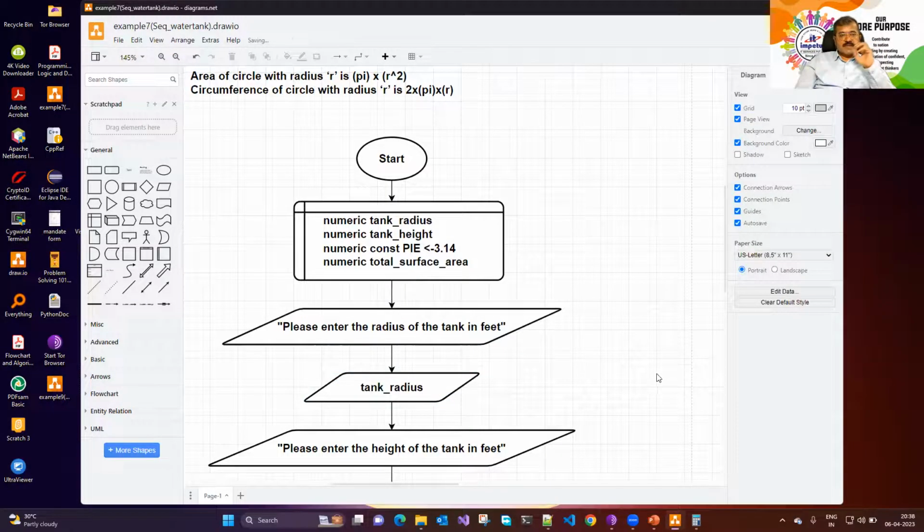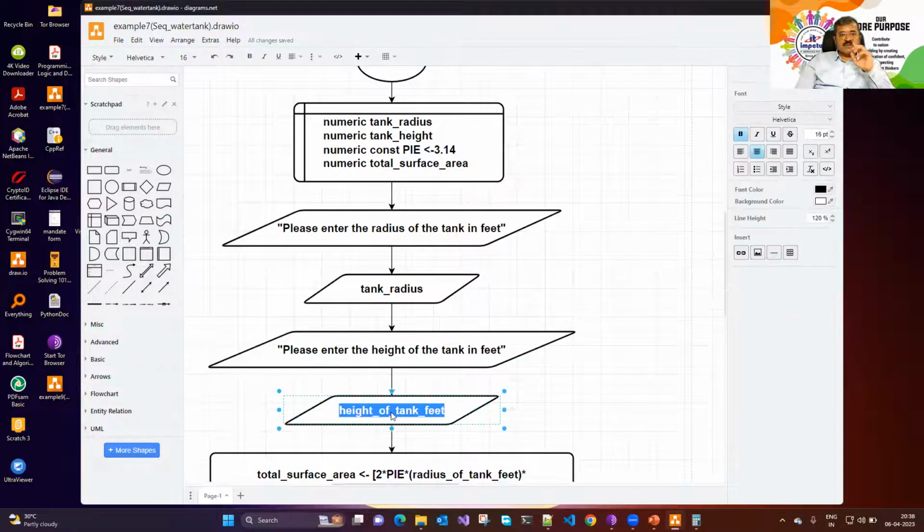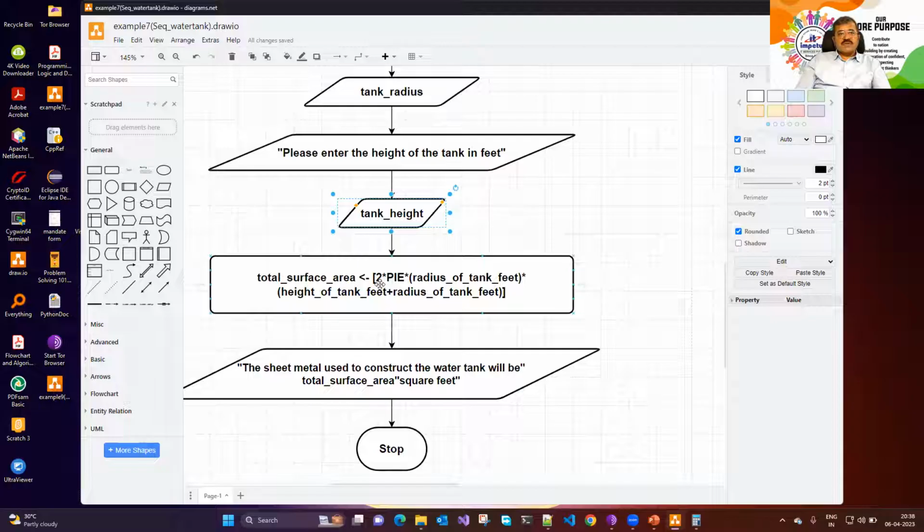Tank radius has been accepted. Then please enter height of the tank in feet. The height of the tank has been accepted. So till here, everything is okay. Total surface area is 2 pi radius into height of the tank plus radius of the tank in feet.